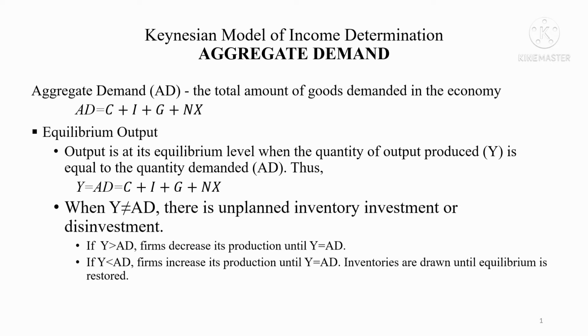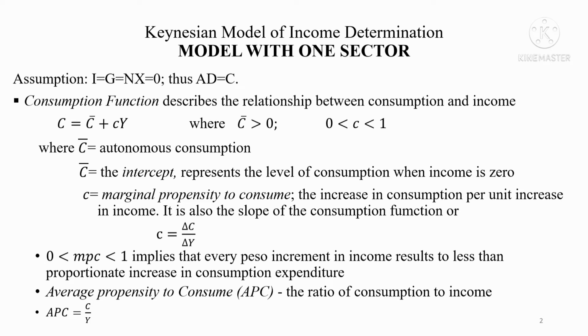Whenever output is not equal to aggregate demand, then there is disequilibrium. This means that there is pressure for the level of production to increase or decrease, or there is unplanned inventory investment. We begin our discussion of the income determination model with one sector, meaning we assume investment, government spending, and net exports are zero. So there is only one component of aggregate demand, which is the consumption expenditure. And that is why it is called a one-sector model.